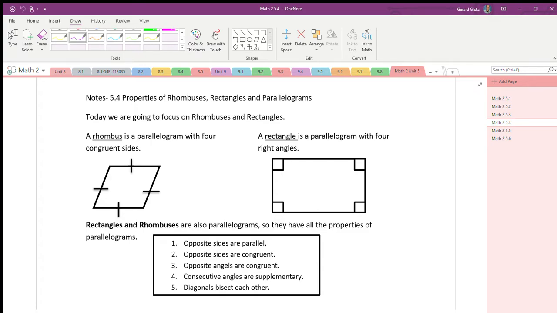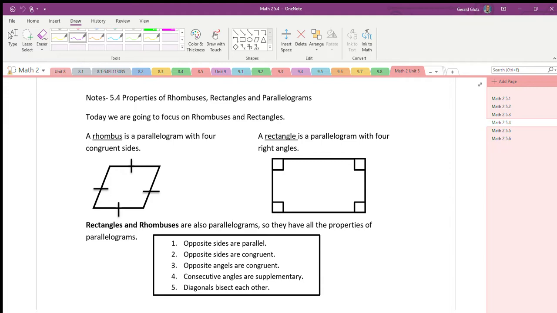Hello, so today we're going to be talking about rhombuses and rectangles mainly, a little bit about parallelograms. If you remember from our last section, a parallelogram had to have a few different qualities in order for it to be a parallelogram. If you can't remember these, it might be a good idea to pause the video every time I say something and write it down, make a note of it.